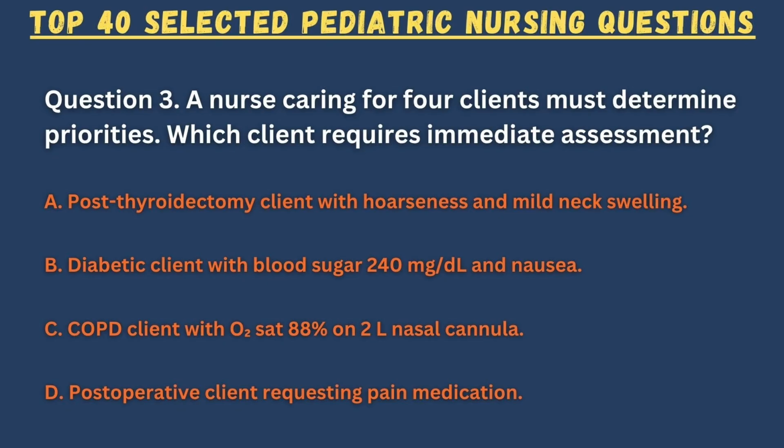Question 3. A nurse caring for 4 clients must determine priorities. Which client requires immediate assessment? A. Post-thyroidectomy client with hoarseness and mild neck swelling. B. Diabetic client with blood sugar 240 milligrams per deciliter and nausea.